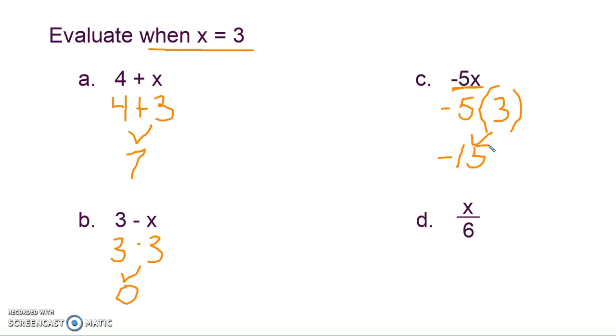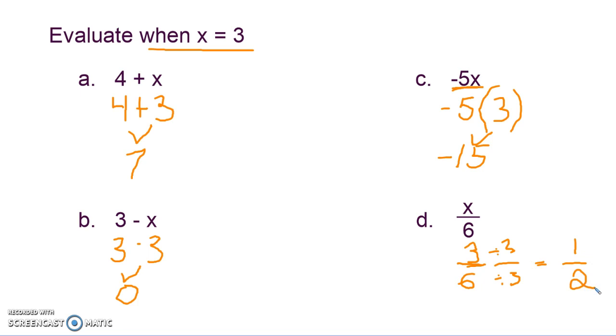In this third example, we have evaluate when x equals 3, and we have x divided by 6. Just be reminded that a fraction means divided by. So we can rewrite this as 3 divided by 6. In this case, you can't do 3 divided by 6, but we can reduce this as a fraction. We could divide both the top and bottom by 3, and in this case, we get 1/2.